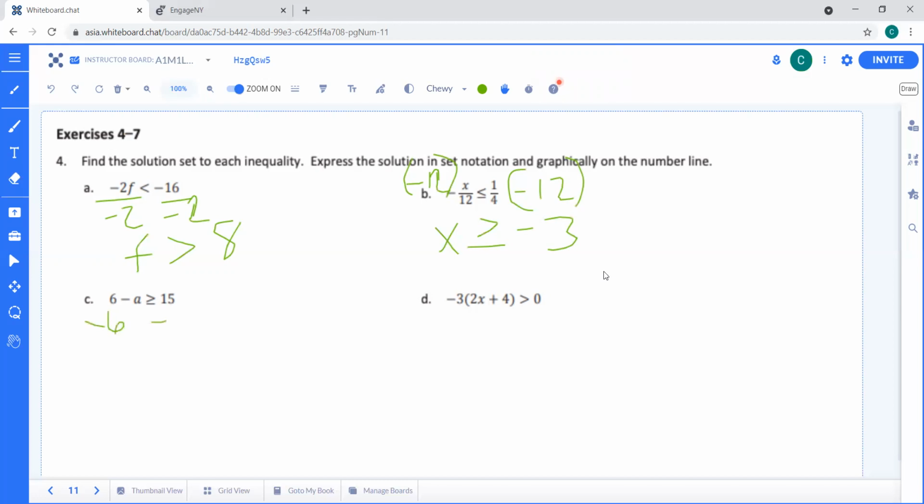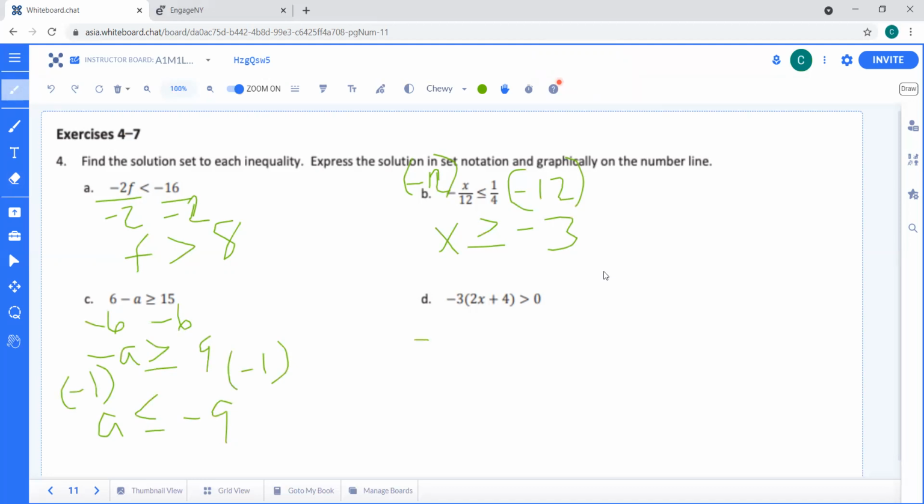Let's subtract 6 from both sides here. Negative a greater than or equal to, what was that, 9? But I'm going to multiply through by negative 1 to get my variable to be positive. Oops, I flipped my sign. I'll go back, flip my sign. That's going to be -9. And I'm not graphing these on the number line, but you need to.